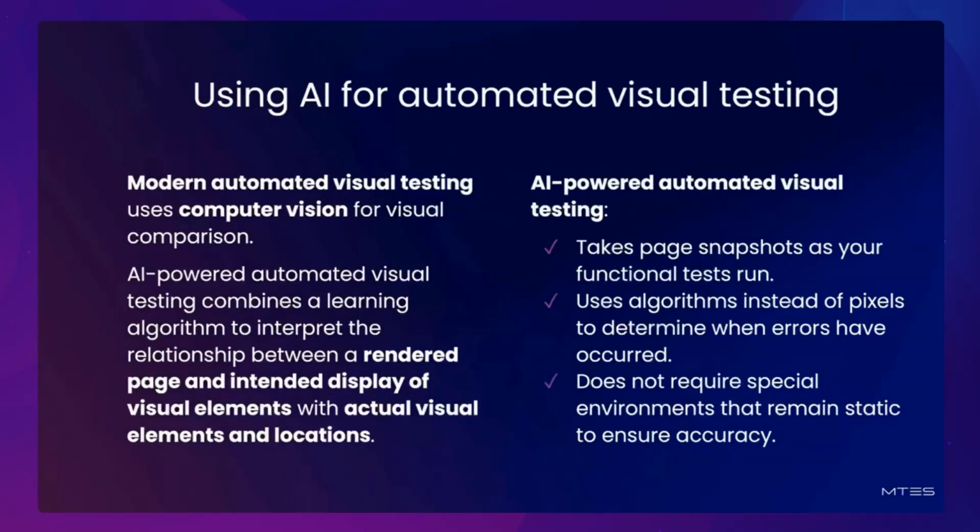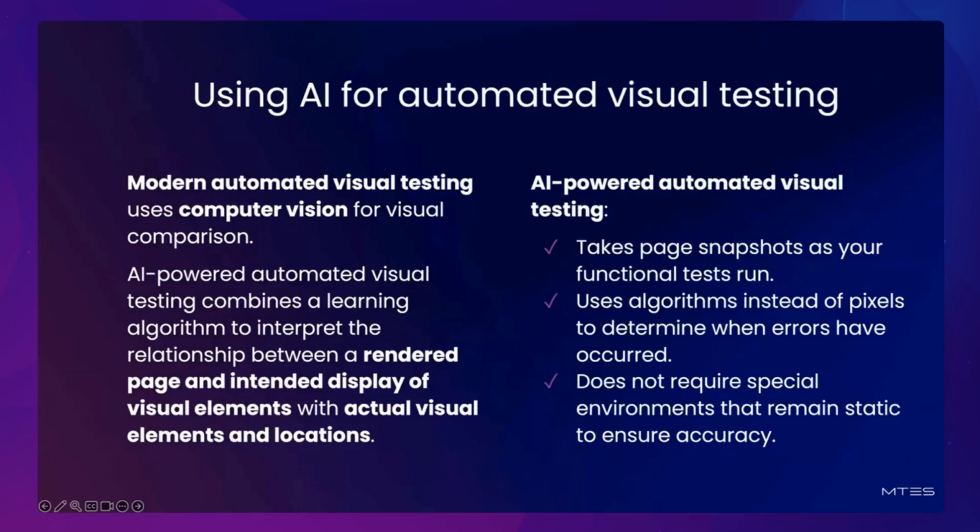So alternatively, in these situations where pixel comparison may not meet the needs of your dynamic native app, we can use AI for automated visual testing. And like pixel-based comparison tools, AI-powered automated visual testing takes page snapshots as your functionality tests run. But unlike pixel comparisons, AI-powered automated visual testing tools use algorithms instead of pixels to determine when errors have occurred. So unlike snapshot testers, AI-powered automated visual tools do not need special environments that remain static to ensure accuracy.